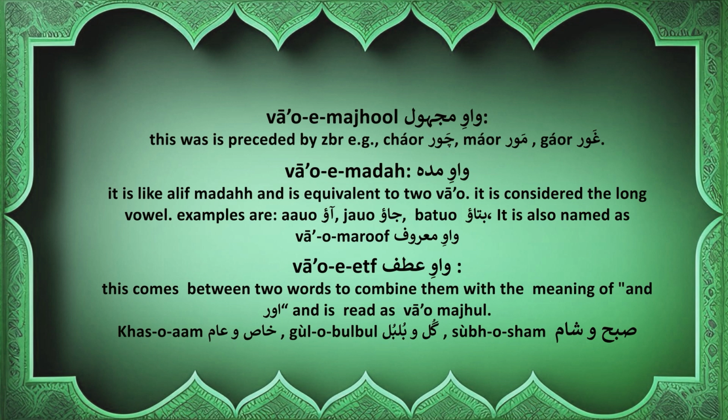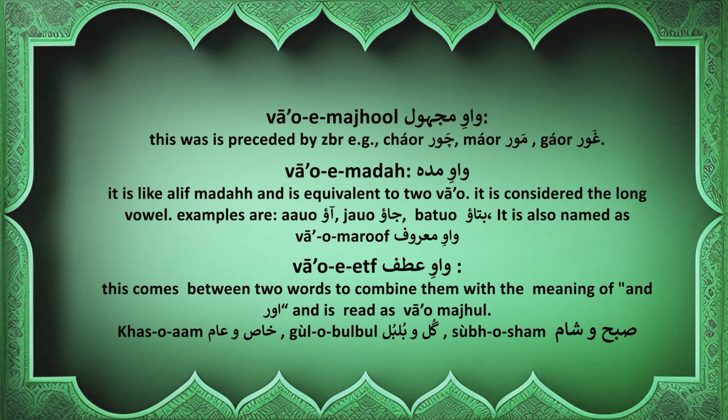Actually, we do not pronounce vav in full length. We shorten its length. So it is chor. Why does it happen? Because when vav is preceded by zabar, it shortens its length. So we pronounce it in the examples chor, mor, ghor. This kind of vav is called vav majhul.